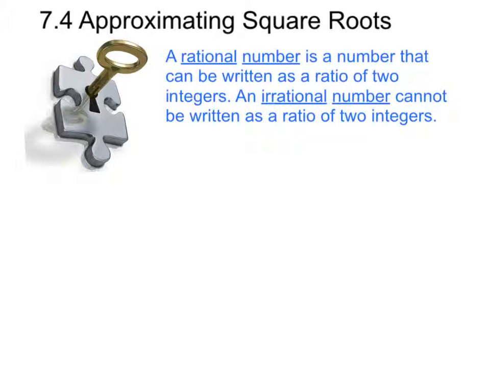Here is our key idea. A rational number, which is review for you, is a number that can be written as a ratio of two integers. Simply put, if you can take any number and write it as a fraction, it's a rational number. An irrational number cannot be written as a ratio of two integers. So if you can't write something as a fraction, then it's irrational.